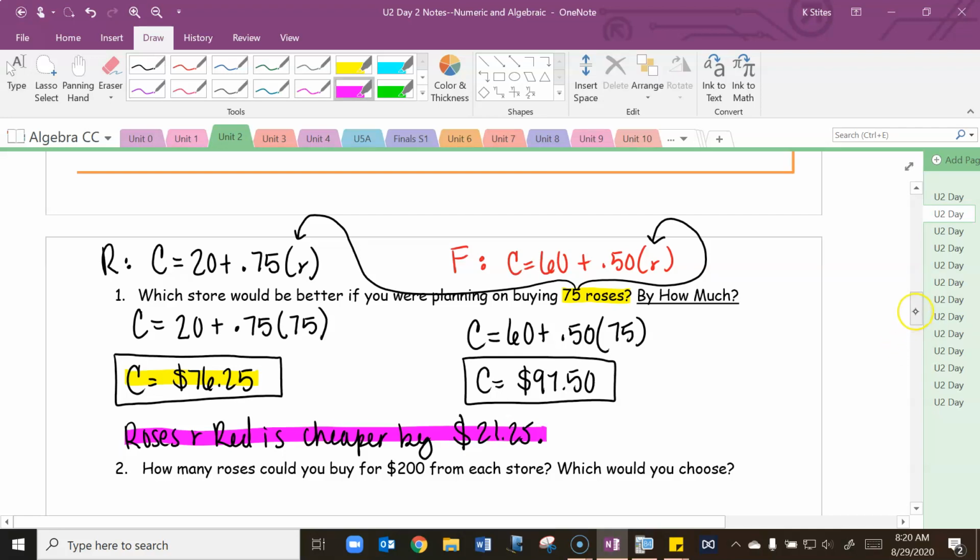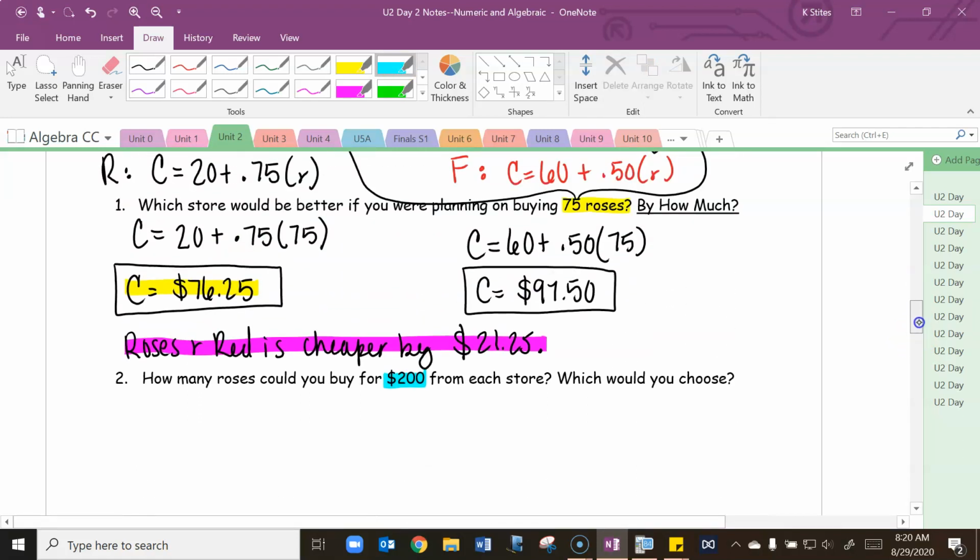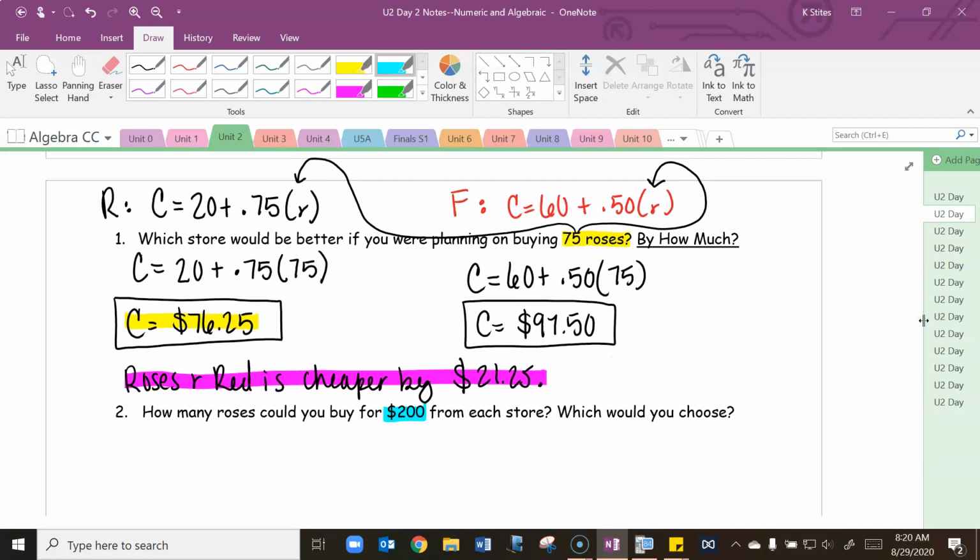All right, so now, how many roses could you buy for $200 from each store? Which would you choose? This is a little different. $200 is a cost. So what variable do you think we're going to plug it in place of, C or R? Okay, well, if you guessed C, you are correct, and that's because 200 is our cost, just like C is. So let's take our 200 and plug it in place of C, and you're just going to leave the rest of this problem exactly the same. Your R is no longer a 75, it's back to an R.